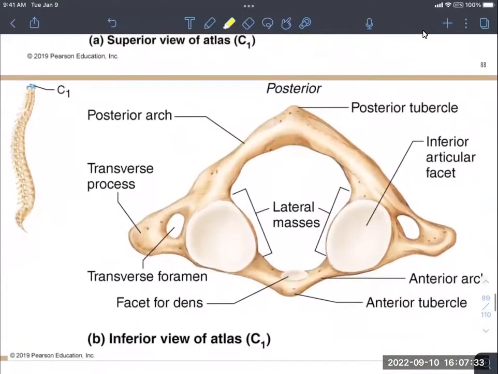Here is the inferior view. So this is looking from underneath. We have a little facet here. This is where the dens of C2, we'll go into what that is when we hit C2, but this is where C2 articulates with C1. We have our inferior articular facets, which are still really big. These inferior articular facets here are what articulate with C2. You still get your transverse foramen on your transverse process, your posterior arch back here with that posterior tubercle.